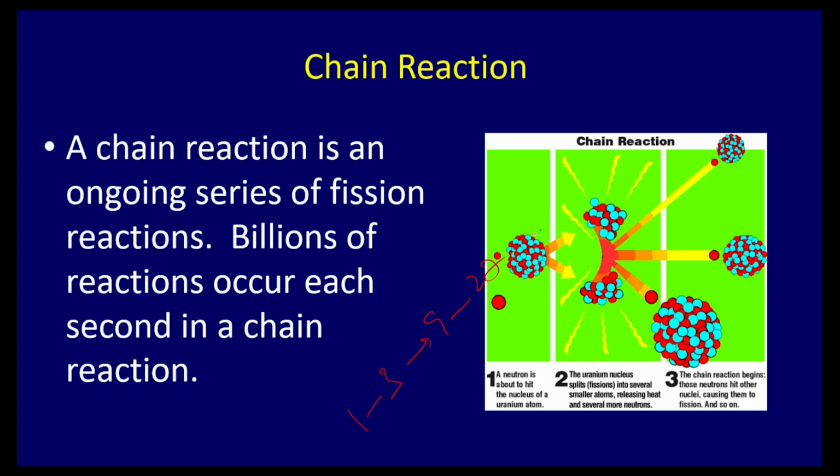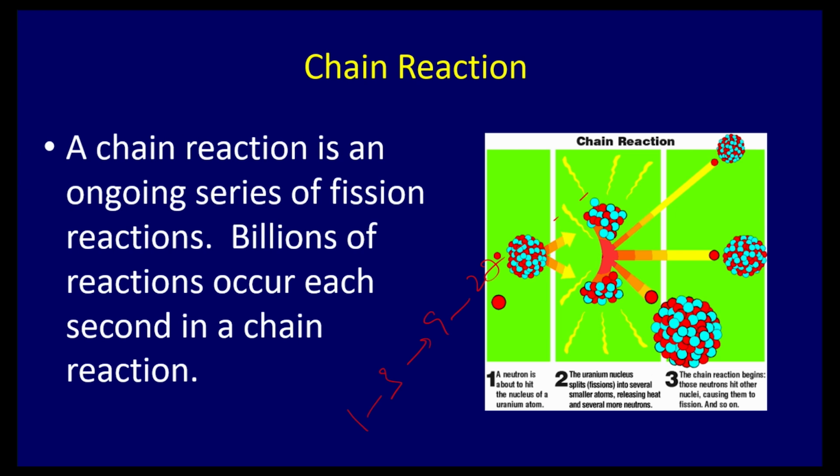A chain reaction is an ongoing series of fission reactions. Billions of reactions occur each second in a chain reaction. As we were saying, one neutron colliding with one nucleus produces another 3 neutrons, and each of these neutrons will produce another 3. Like 1, then 3, then 9, then 27, it keeps producing. So this is called a chain reaction.